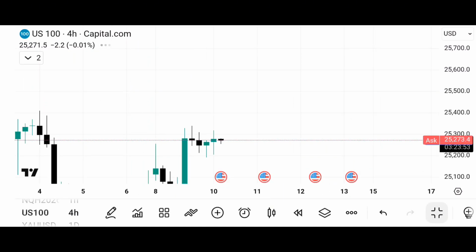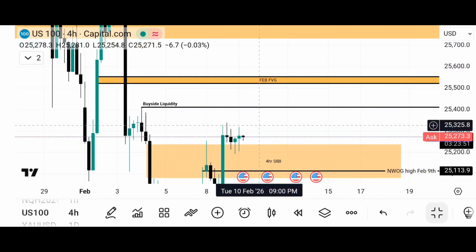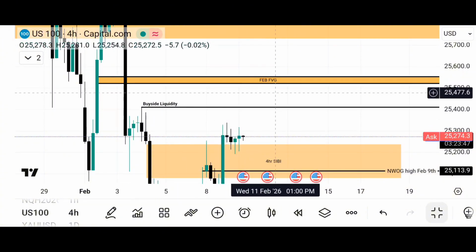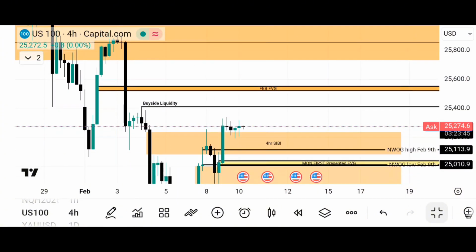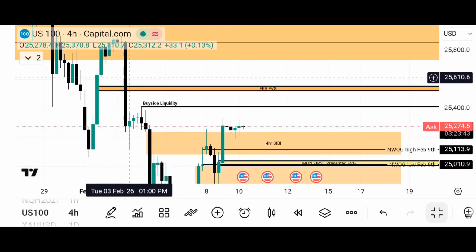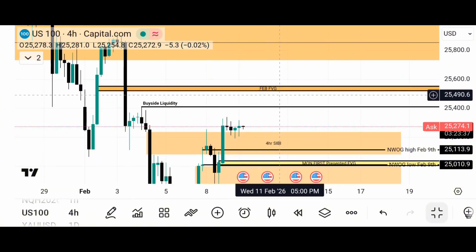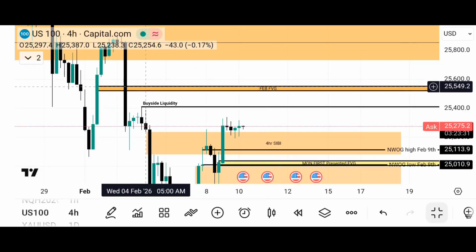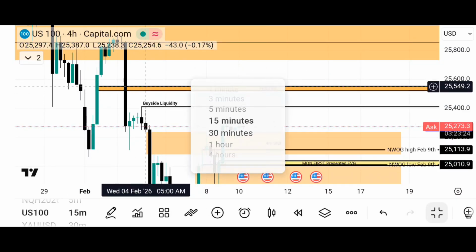Let me take this to the 4-hour. Okay, so I think this is our next draw, this buy side liquidity. Then before we draw up to this huge inefficiency right here, this is a sell side imbalance, buy side inefficiency. Okay, then before we draw up to this February fair value gap and into this inefficiency right here. So down to the 15-minute time frame.